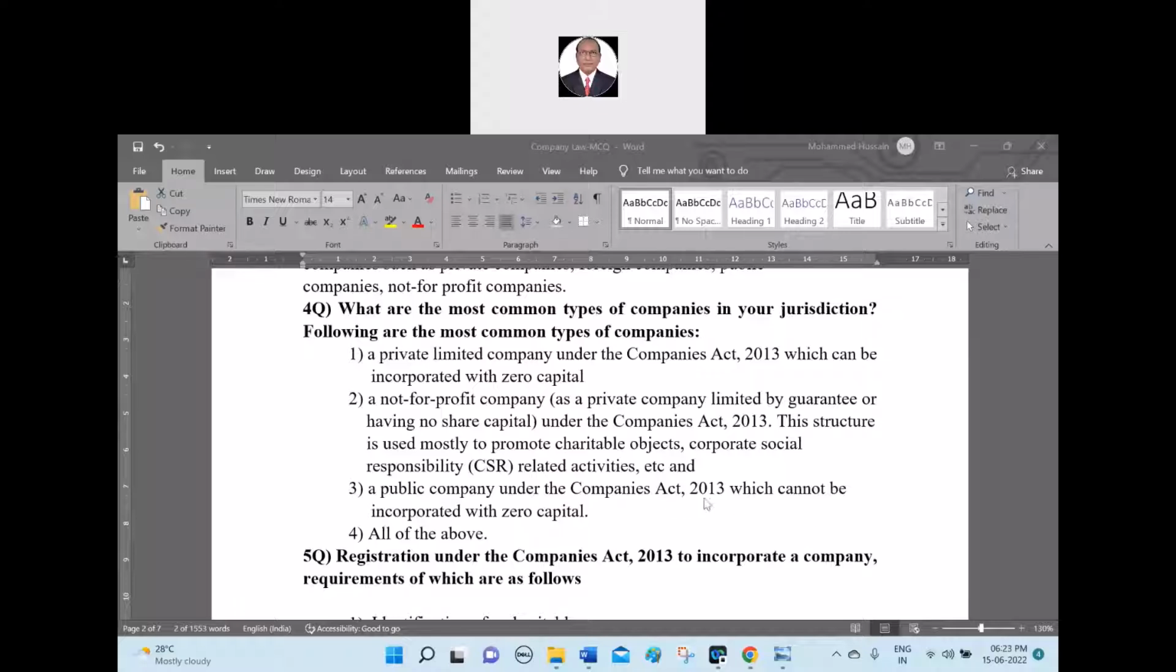A company under the Companies Act 2013 which cannot be incorporated with zero. I used "cannot." Actually, it can be incorporated with the zero capital. See, here he given. Just you apply this one. It is a private company. Here, a public company under the Companies Act 2013, which can be incorporated with a zero capital. That is the thing which is not connected to it. Actually, I should say, which is a wrong, false statement. I should have to say, which is a false statement. That is missing over there.